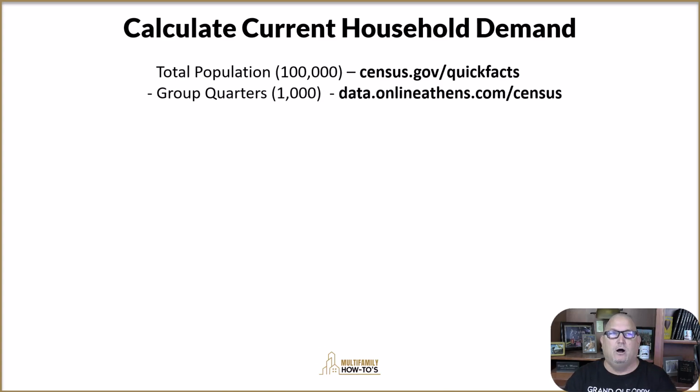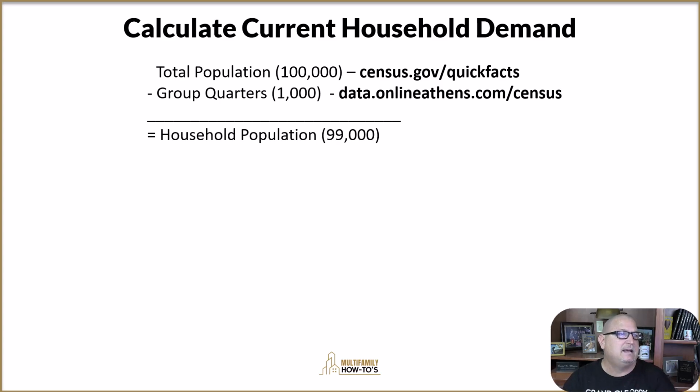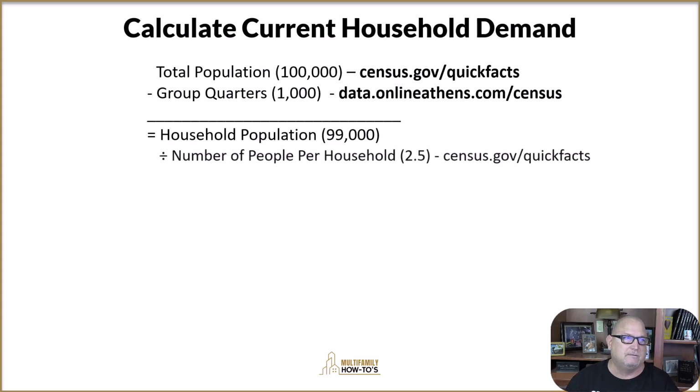Next, we need to know how many group quarters are in the market, because we have to subtract out group quarters. Group quarters are considered non-household population. Things like prisons, on-base military housing, on-campus student housing, places like that. We want to subtract them out from the total so that we can get our household population. In this case, it is 99,000.